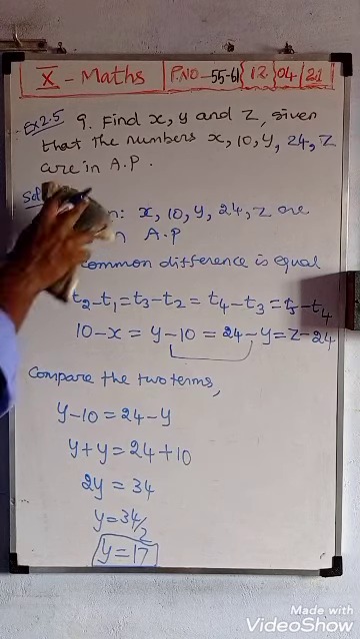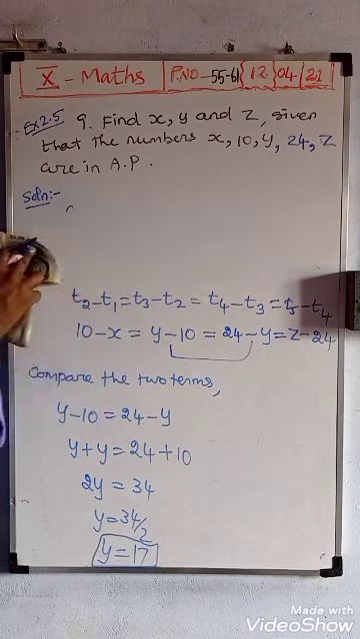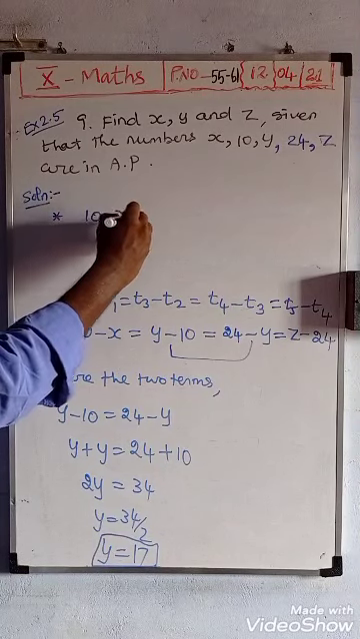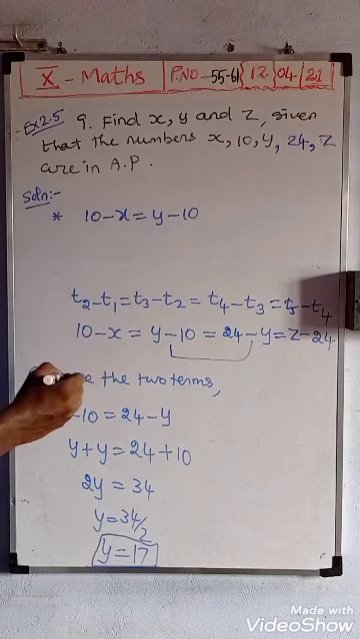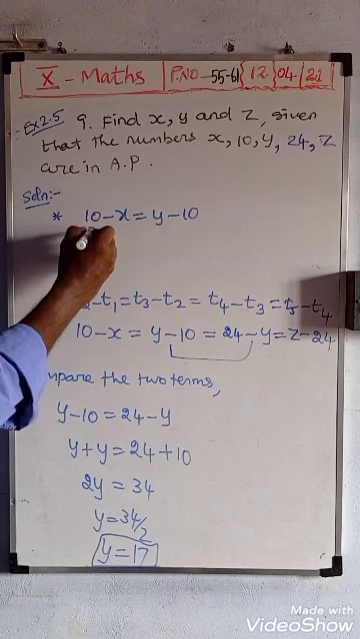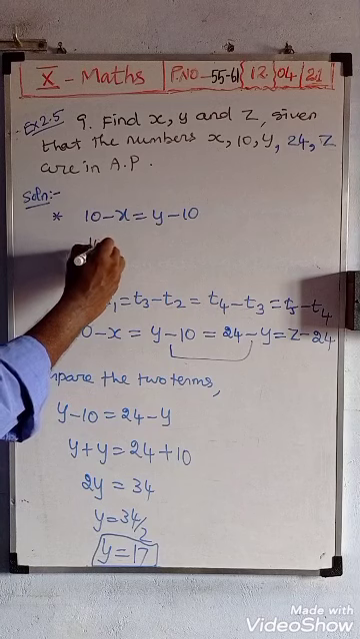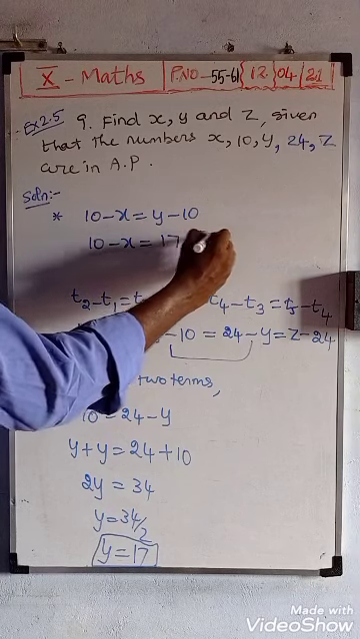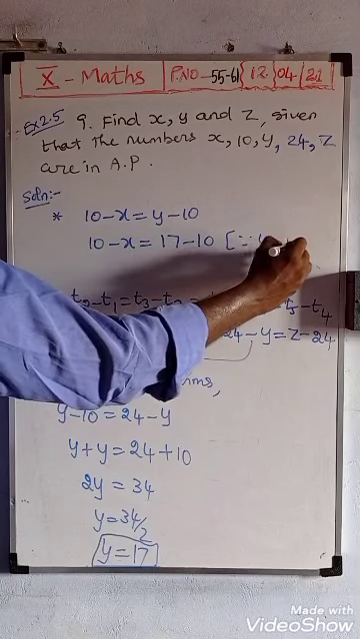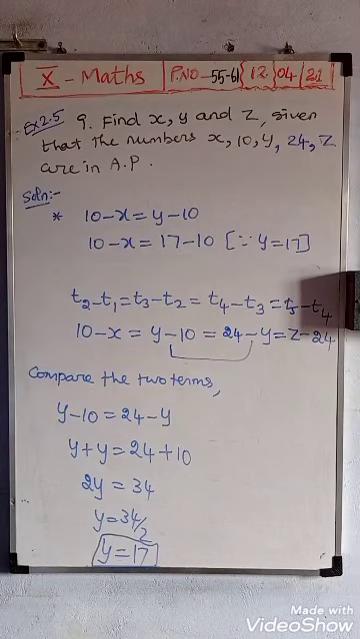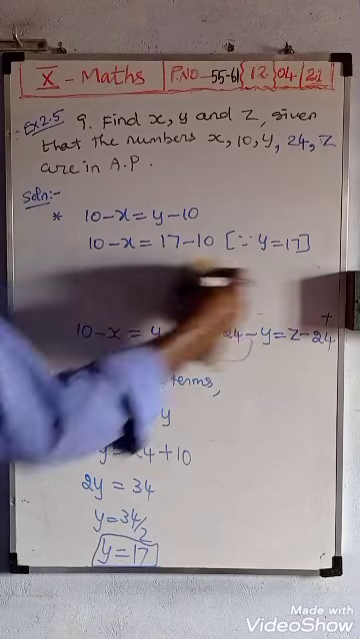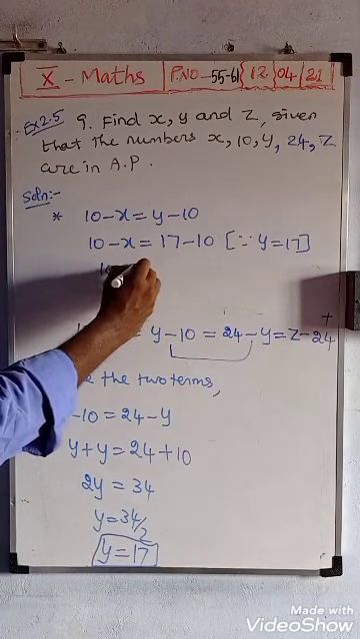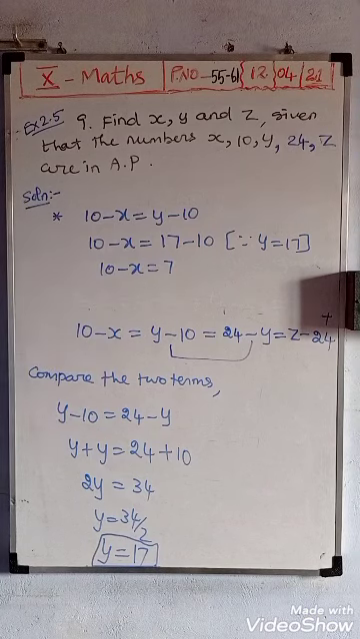Okay. So next, compare these two terms. Next, which two terms? 10 minus x is equal to y minus 10. These two you compare. Then see, 10 minus x is equal to y value, what is it? 17. So 17 minus 10. Since y value is equal to 17, you substitute here. Therefore, here 10 minus x. Now 10 minus x is equal to 7, 17 minus 10, 7.